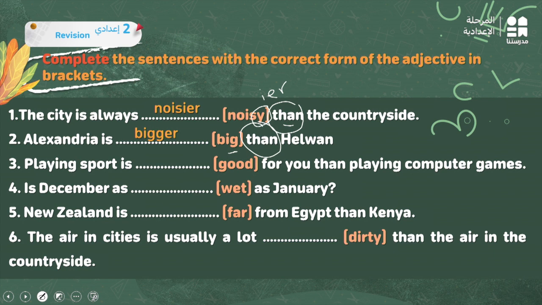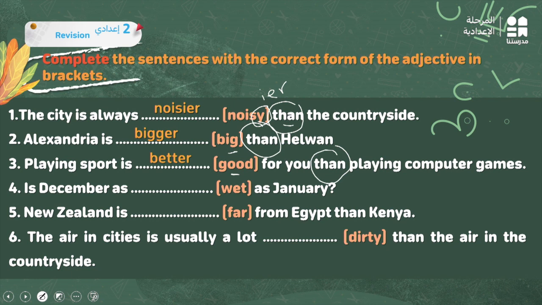Playing sport is better for you than playing computer games. I said than doesn't have to come right after the adjective. You can read two or three words, then you can find than. The most important thing is to continue reading till the end of the sentence. So here good, as I reminded you before, as we dealt with before, good and bad have irregular forms in the comparative case. Good becomes better than and bad becomes worse than. So here I shall add better than.